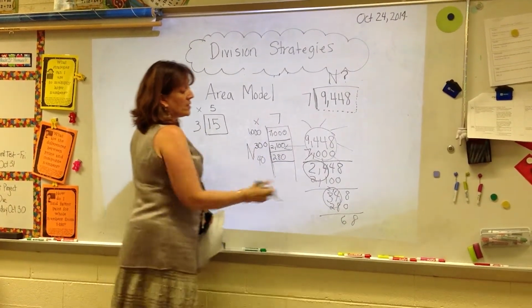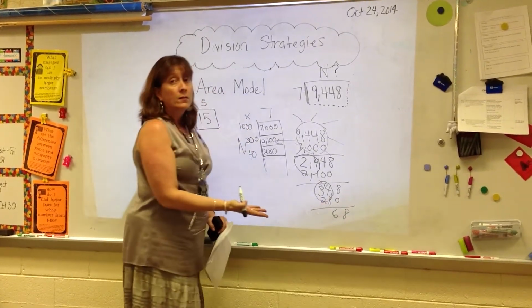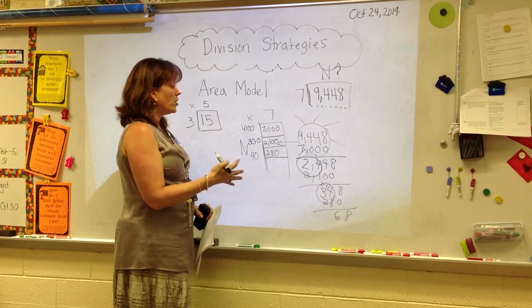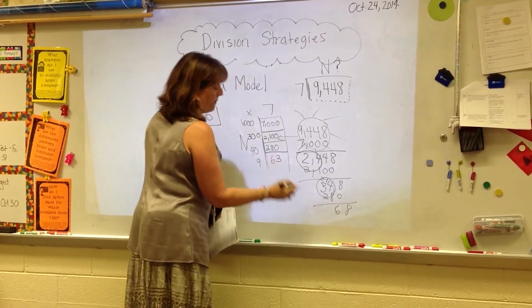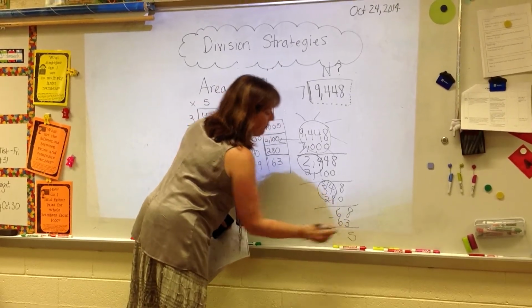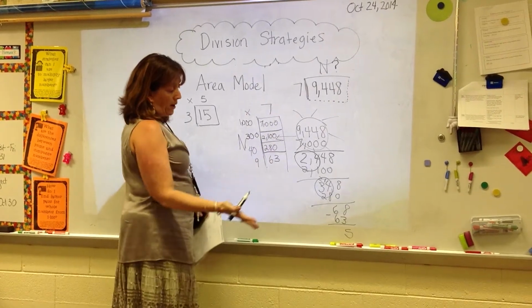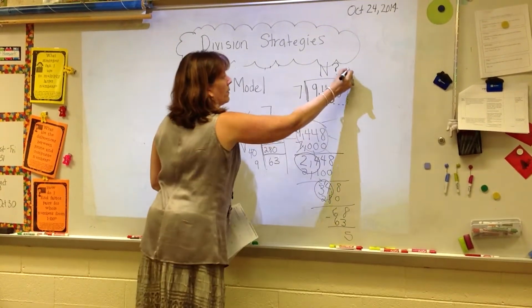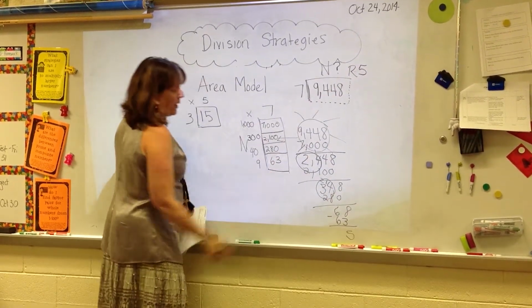So how many times does 7 go into 68? Well, I know 7 times 10 is 70. So I'm not going to use 10, I'm going to use 9. And 9 times 7 is 63. And I'm going to subtract, and now I have 5. Now, can I get 7 times a number and get 5? I cannot. So that's actually going to be my remainder, which is 5. And I can close up my array.